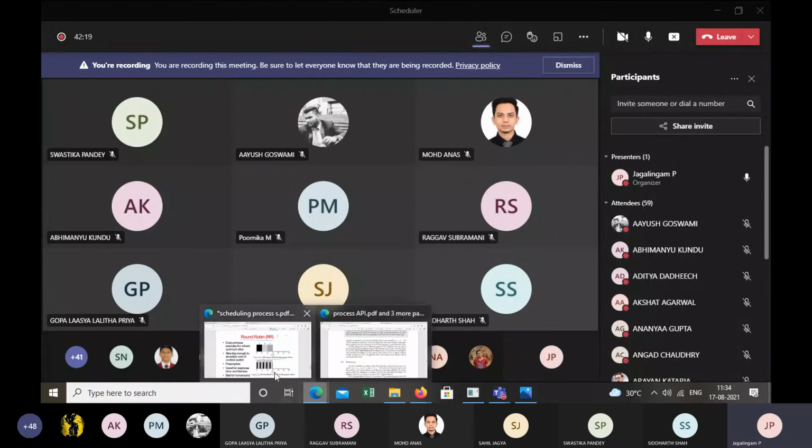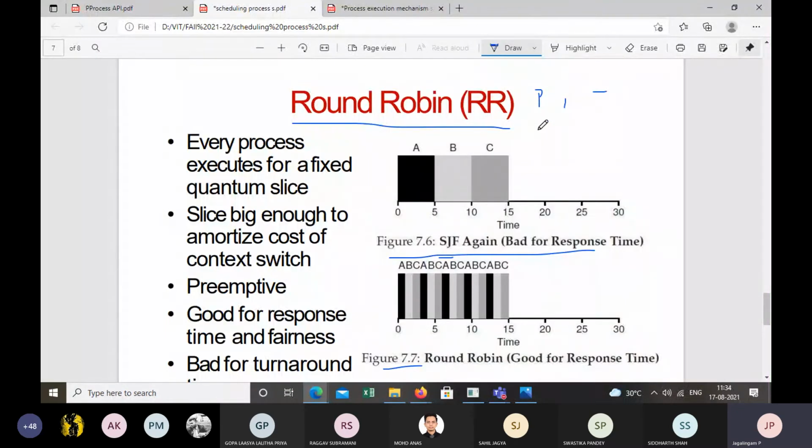Okay. Good. In the case of round robin, you have a long queue. In the long queue, we keep all the list of processes: process A, process B, process C, process D, and so on. We execute process A for some time, then process B for some time, then process C, and then process D, and again you come back to process A. You understand this?